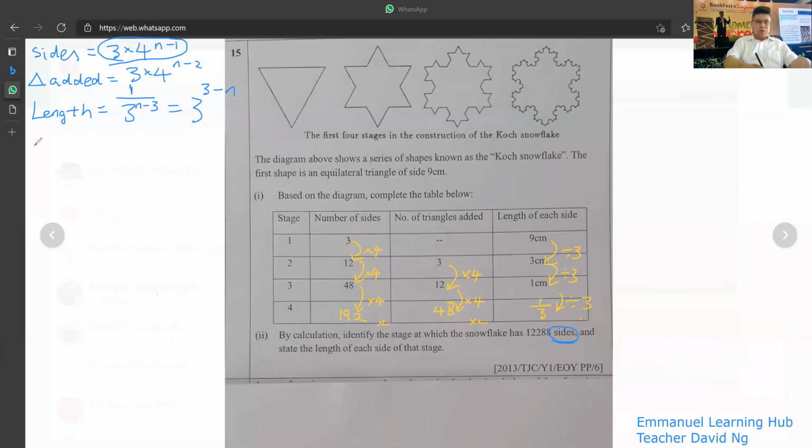So 3 times 4 power n minus 1 is equal to 12288. Okay? And I'm going to divide by 3 on both sides. So your 12288 divided by 3, you have 4096.